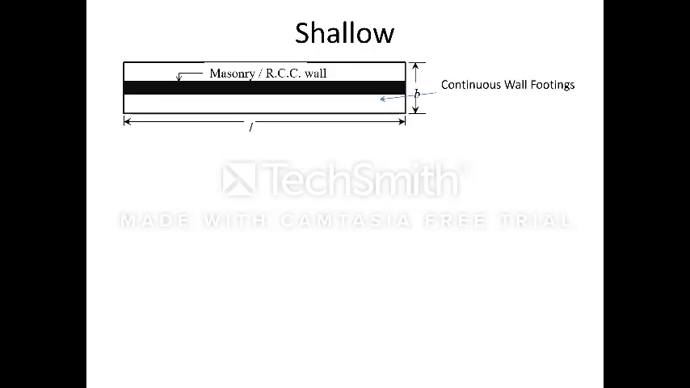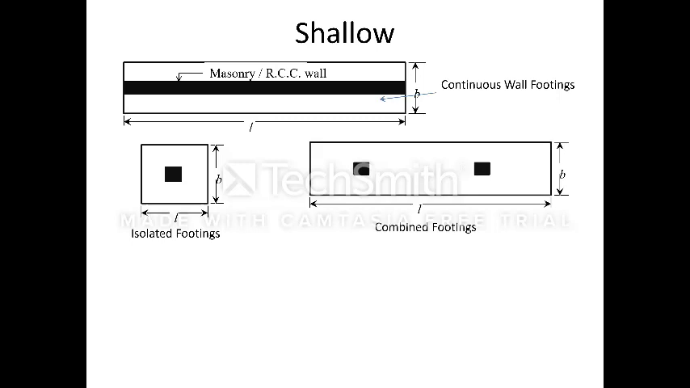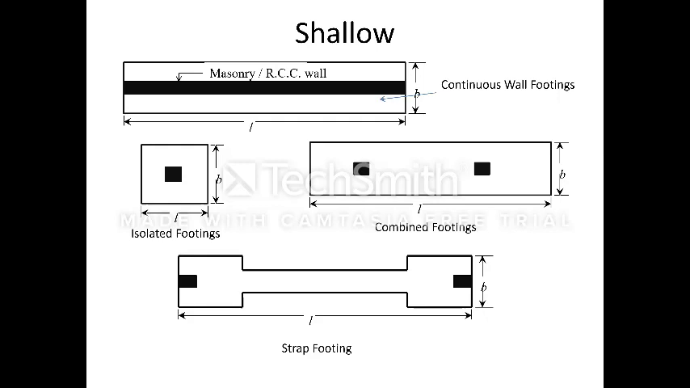Look at this. Let's say you have a masonry or RCC wall. You want to provide a footing. So we give a continuous wall footing. Let's say you have a single column and you want to give a footing. We give an isolated footing. Let's say you have two columns. We give a combined footing. Let's say we have two columns but there are property issues, like you can't exceed the width of the property which is L, then you give what is called a strap footing.